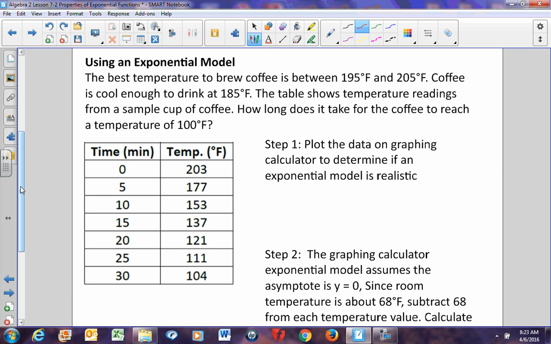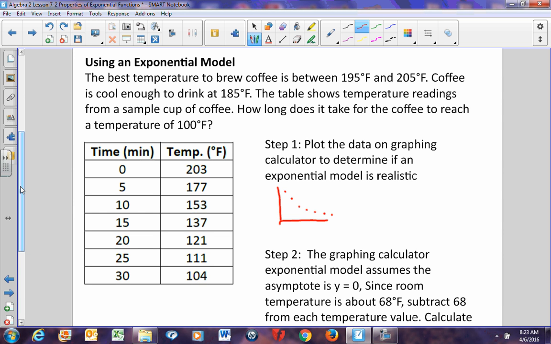And if I look at it, I get a nice little graph that looks something like this. This is my X and Y axis. I get dots separated like this, which means it does look like it fits an exponential model. So the exponential model is realistic. Okay. Now, a graphing calculator will assume that the asymptote is y equals 0, unless you tell it something else.